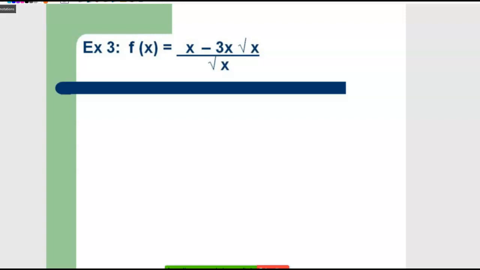All right, so we have f of x equals x minus 3x over square root x all over square root x. So, yes. We got HODHI.